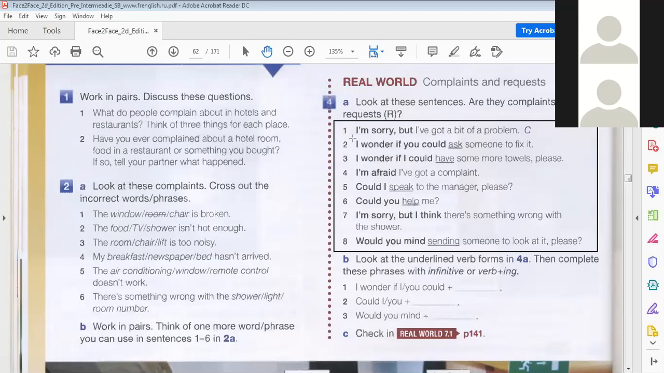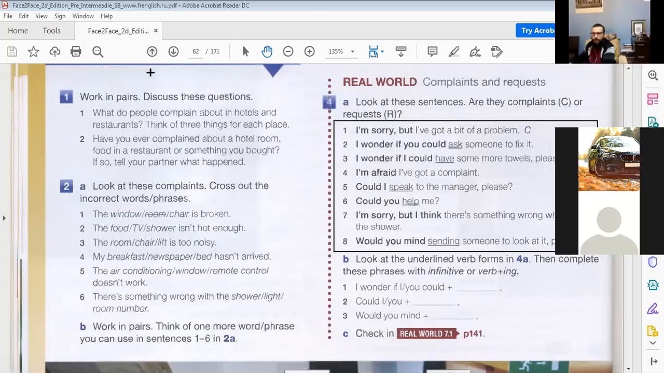Example number 1. I'm sorry, but I've got a bit of a problem. So you can see that this is a complaint, C. And here the person didn't ask for some solution. He just talked about his problem, right? So this is an example of a complaint. What about number two? What do you think this is? Is it a complaint or is it a request? Requests. Okay, so this is a request. What about number three?